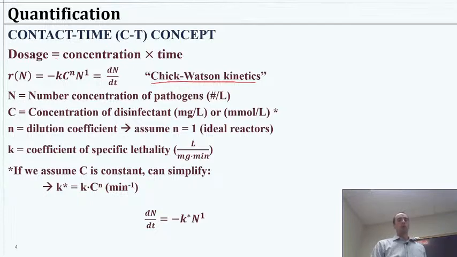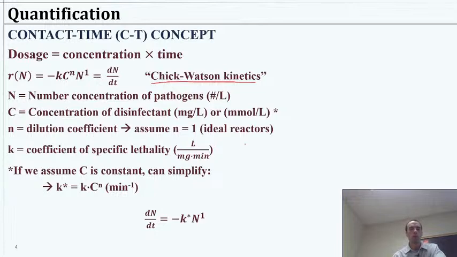Okay, so this N would be a number concentration. C would typically be something like milligrams per liter or millimoles per liter. The lowercase n there is called a dilution factor or dilution coefficient. If we have a well-mixed system or an ideal reactor, we can assume that's 1. A plug flow reactor is not well mixed except within the plug, so we would just call that an ideal reactor. Then this K is a coefficient of specific lethality.